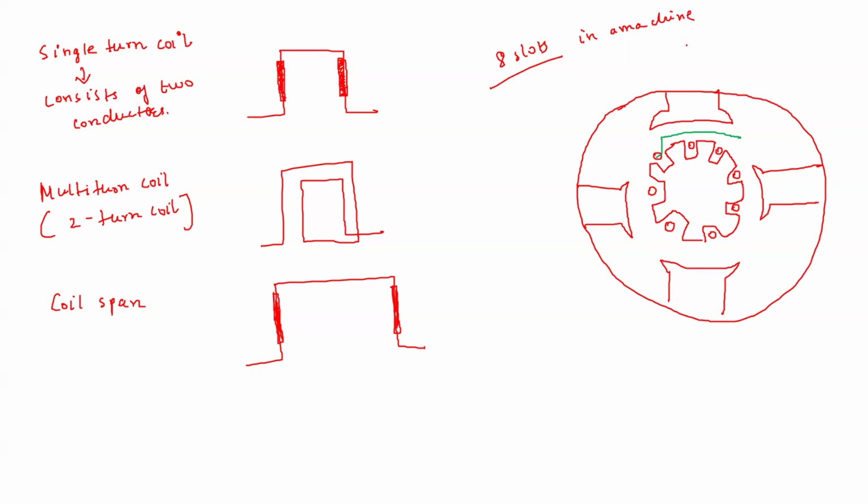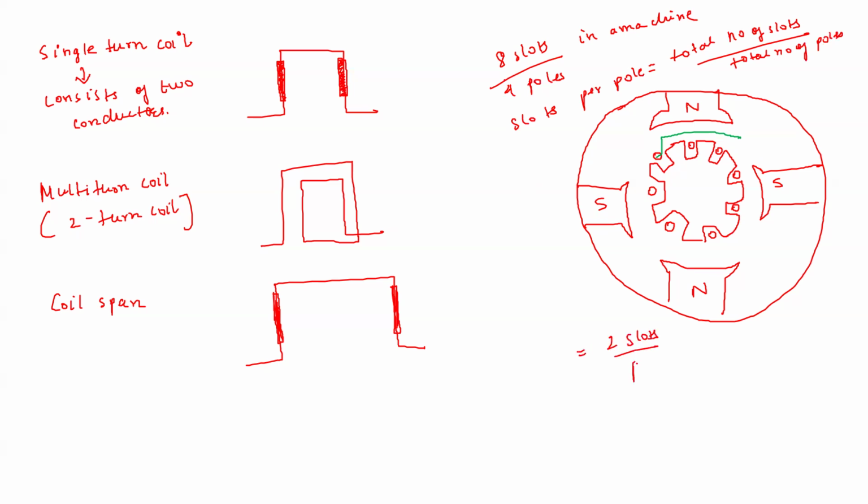And we have drawn 4 poles. Then how many slots per pole? Very simple: total number of slots by total number of poles. So for this example, you will see this comes out to be 2 slots per pole.